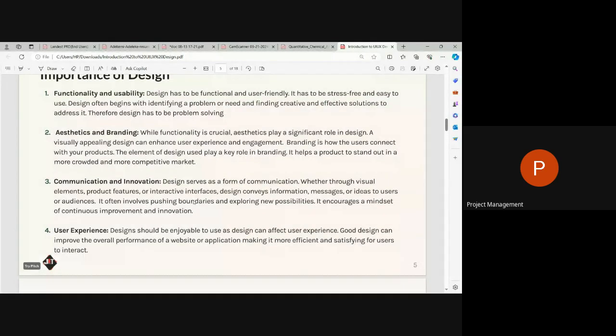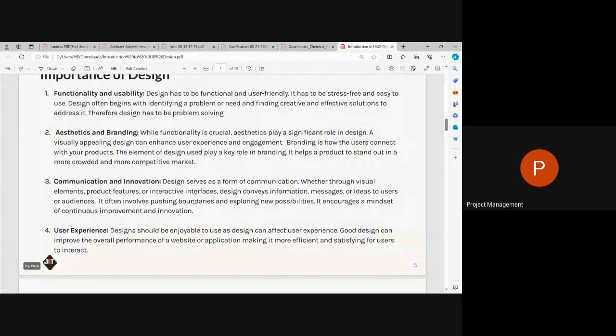Then the second one is aesthetics and branding. Aesthetic means attractive. Your design has to be attractive. It has to be visually appealing. You cannot go to the market and decide to buy something that is ugly, or feel happy using something that is not even visually appealing. So in as much as your product is functional, you have to make sure that it is also visually appealing. This aesthetic part really enhances user experience and engagement, because when I see what I like, I will always want to use it, engage with it, and interact with it. So the aesthetic part plays a significant role in design.